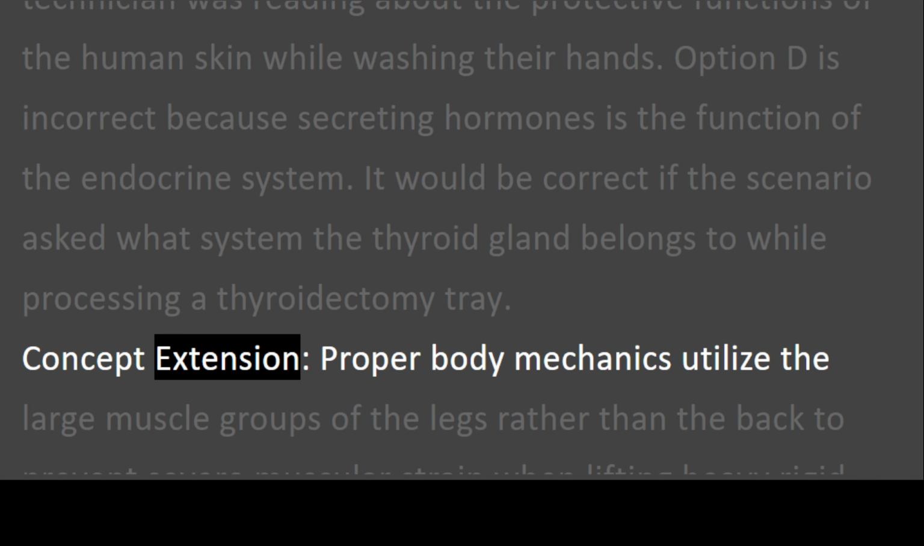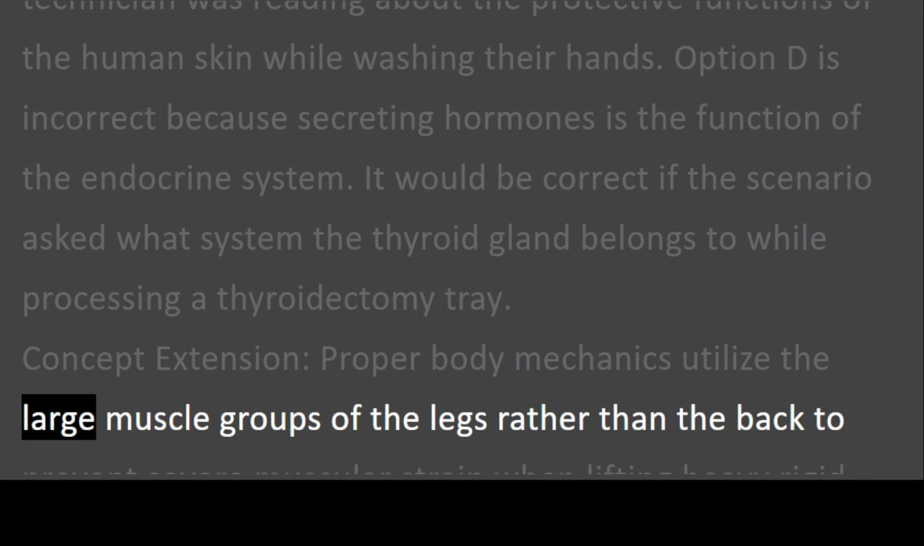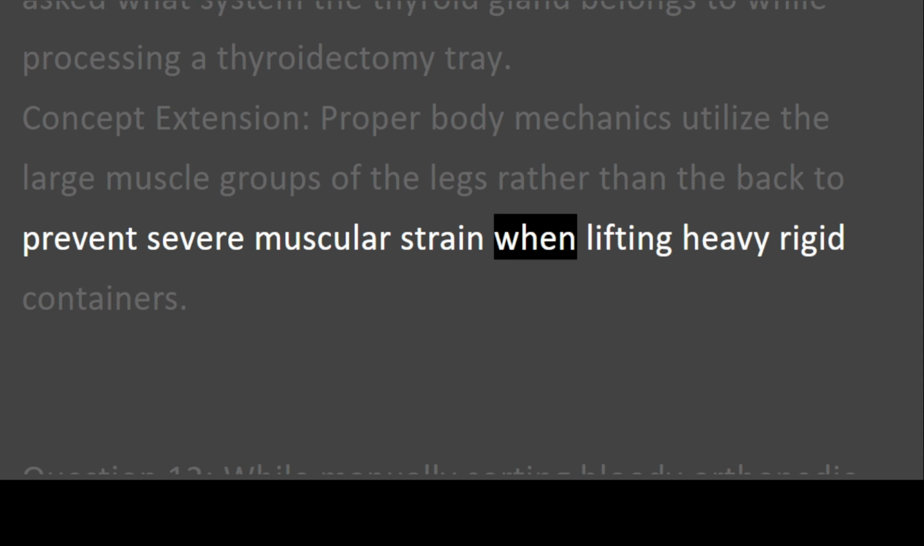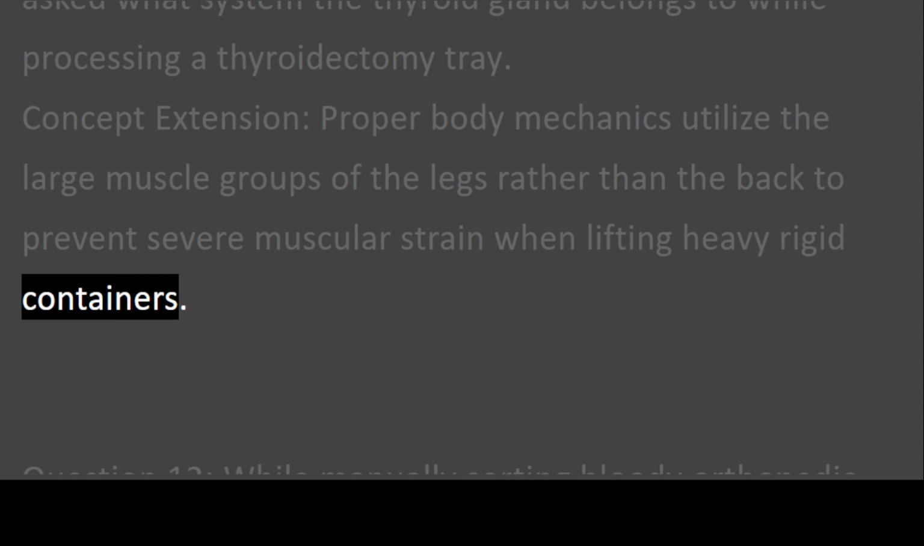Concept extension. Proper body mechanics utilize the large muscle groups of the legs rather than the back to prevent severe muscular strain when lifting heavy rigid containers.